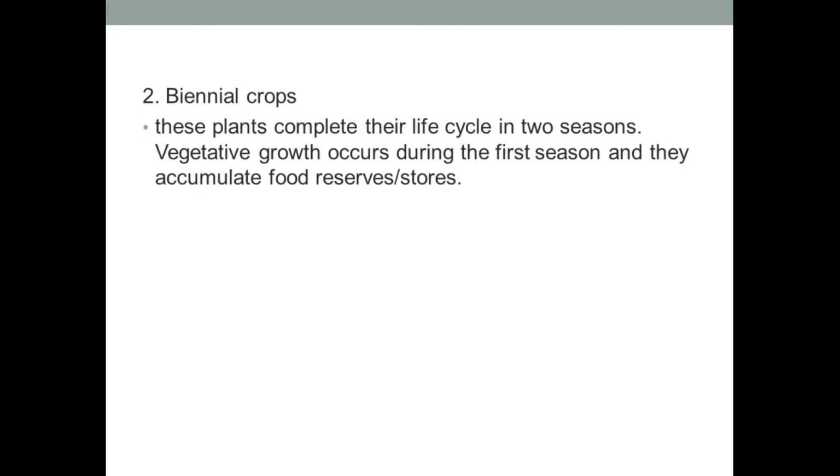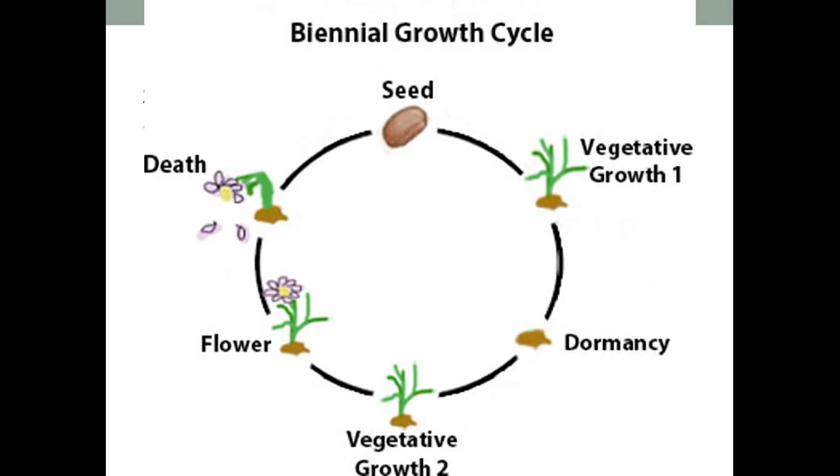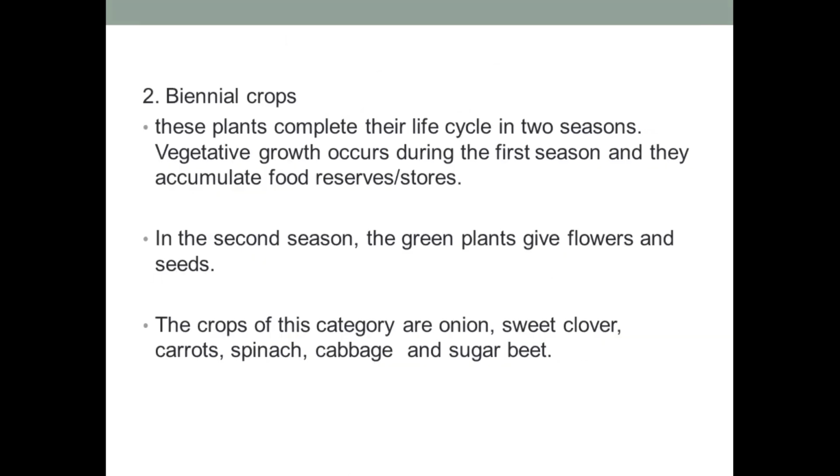Next, we have biennial crops, and these are plants that complete their life cycle in 2 seasons. In the first season, there will be vegetative growth, and in the second season, they will accumulate food reserves, and then later on, they give flowers and seeds. The crops of this category include onion, sweet clover, carrots, spinach, cabbage, and sugar beet.